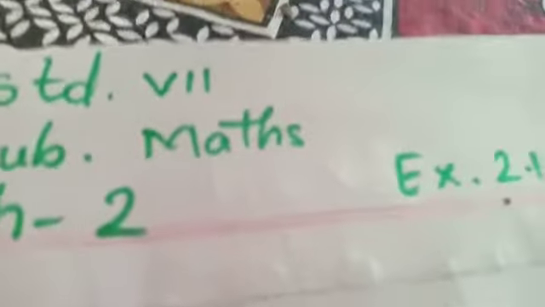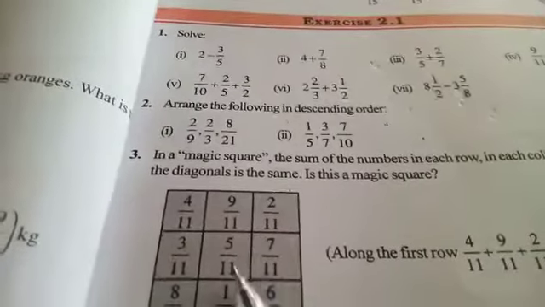Okay, exercise 2.1, question number 3. Open your textbook and see your third question. It is very simple. In the previous chapter, chapter 1, this type of sum has also come. So it is very simple, you will be able to do it. I am just explaining, you do it on your own.